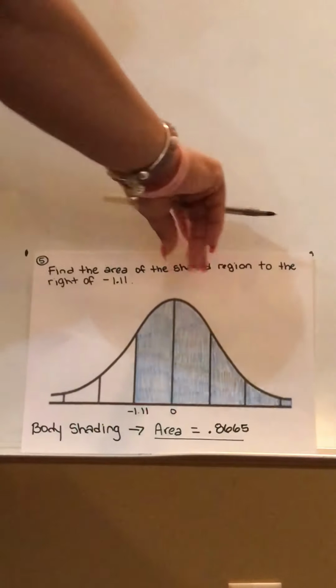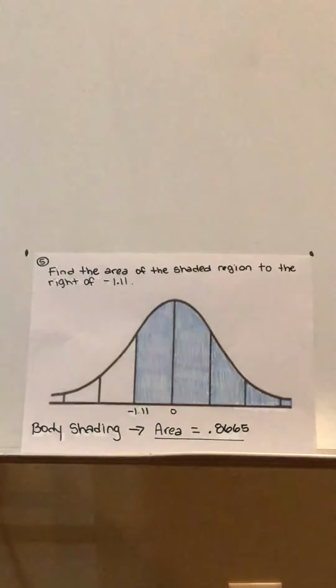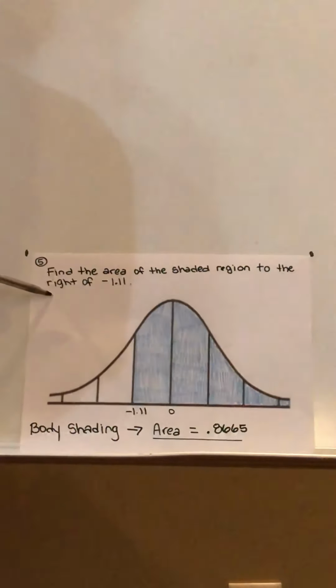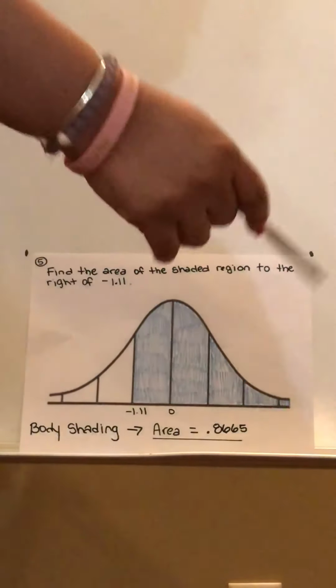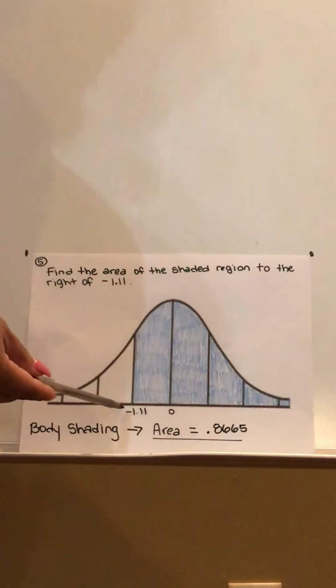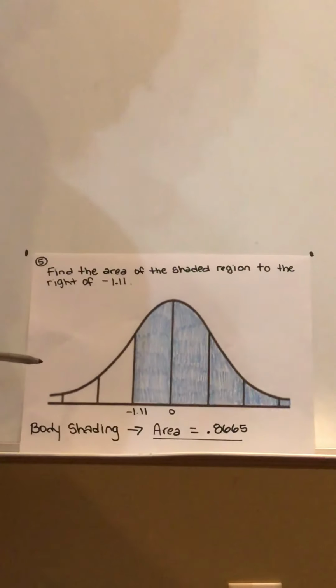My fifth example. Giving it to you in words. I have some bells that I uploaded in Canvas, and you might need to take out a bell or sketch one on your notes and follow what it's asking you. You might want to do the actual shade. It says, find the area of the shaded region to the right of negative 1.11. So I would draw my bell, or you can use the bells provided. I know that if 0 is in the middle, negative 1.11 would be to the left of it.